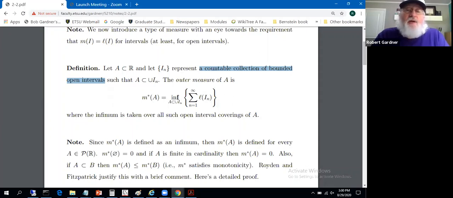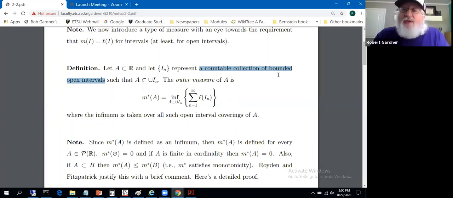defined as an infimum of a sum from n equals 1 to infinity of the lengths of those I sub n's. So we're summing up the lengths of the I sub n's, and the infimum is taken over all such collections I sub n. The infimum is taken over all such collections of open intervals covering set A. So we'll have various coverings of set A of this type, countable, bounded open intervals, and we'll sum up the lengths of those open intervals. The length of an interval, no problem. It's the right endpoint minus the left endpoint.